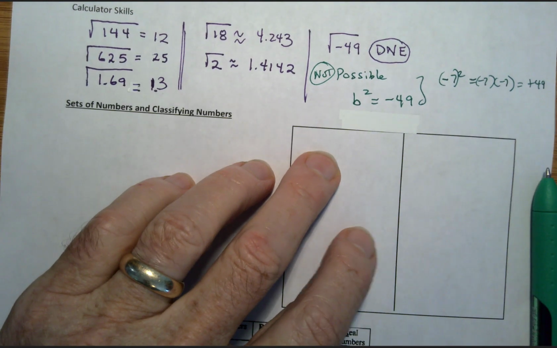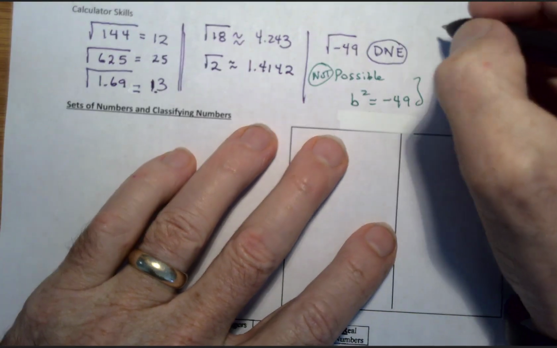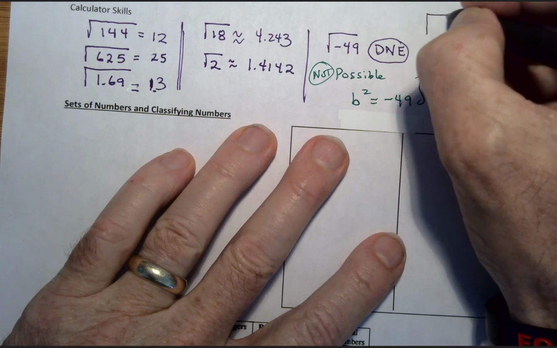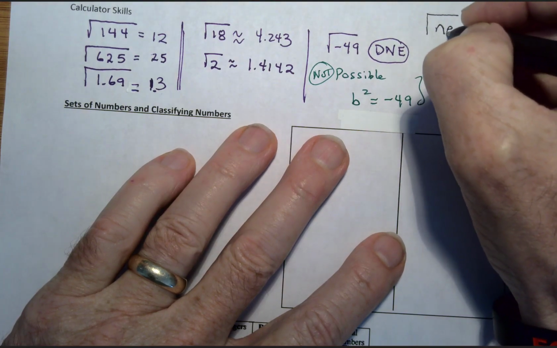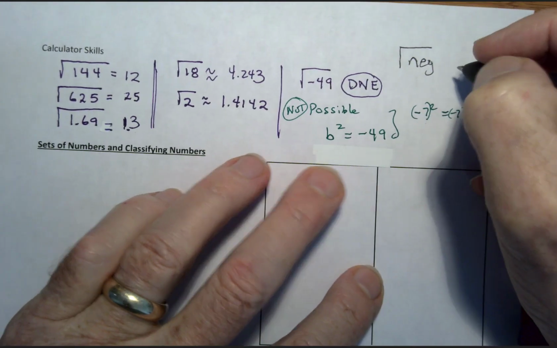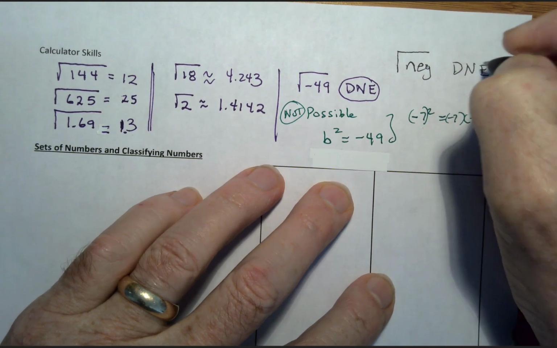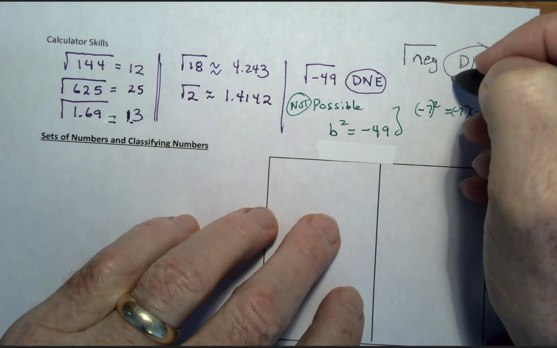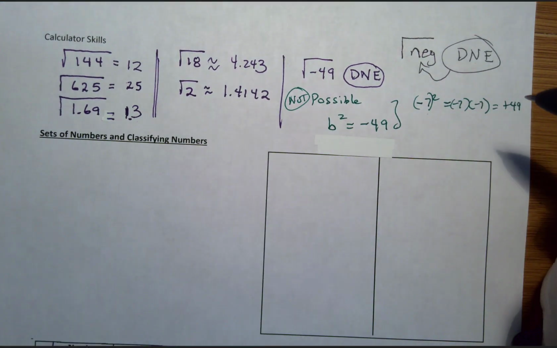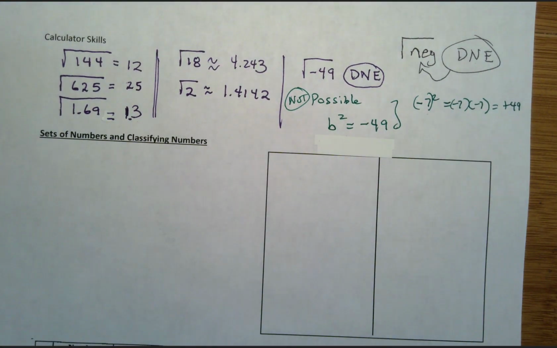Okay, so takeaway from this. The square root of a negative inside is impossible. Does not exist. Anytime you have a negative under a square root, you can't do it. Okay, good. Let's stop there.